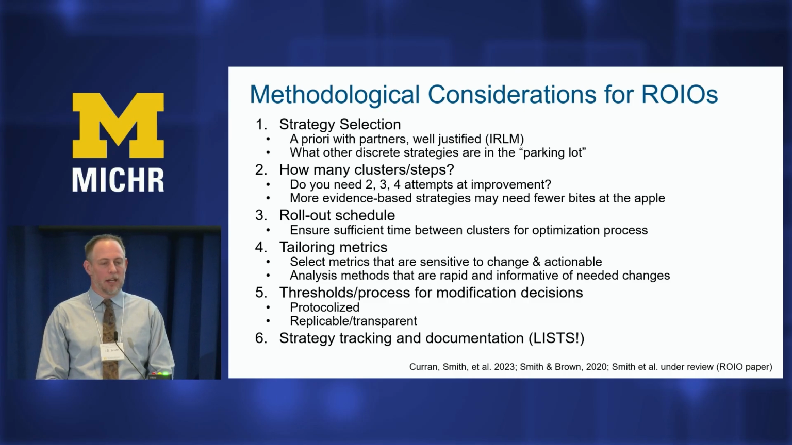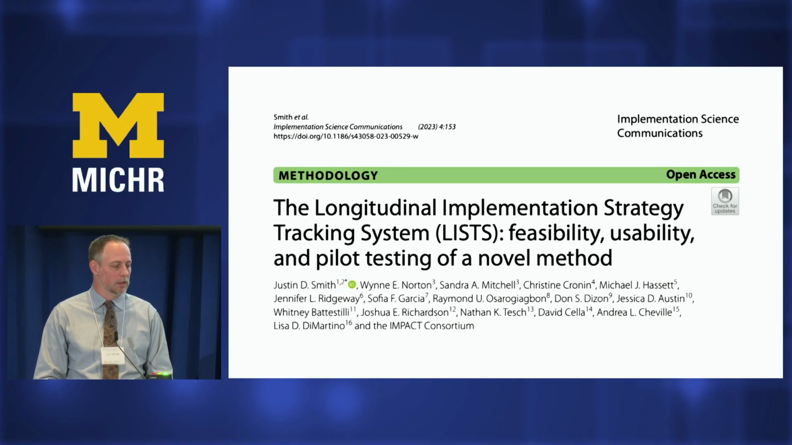And then strategy tracking and documentation between clusters. Again, causal inference is a little difficult with this type of design, but regardless, if you're going to make any conclusion about what led to differences between clusters, you're going to have very clear documentation of what strategies were used in each cluster and how modifications happen. And that's what brings us to our next method, which is LIST.